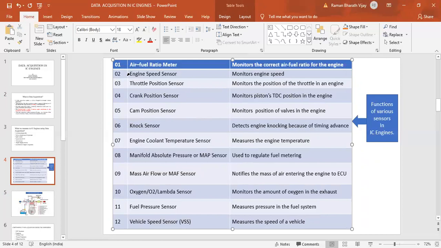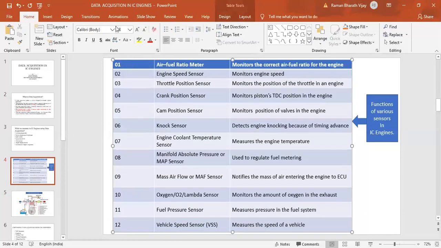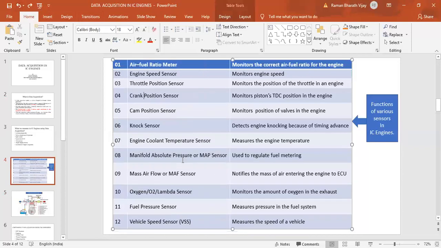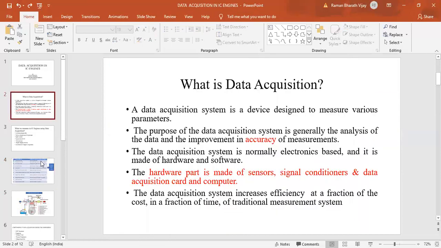For example, if I want to know the engine speed, we have to go for the engine speed sensor. If you want to know the fuel pressure, we have to use the fuel pressure sensor. So likewise, there are said to be 12 sensors. Each and every sensor detects something, monitors something, or regulates something. So we have to know the major functions of various sensors. So sensors play a vital role in data acquisition.